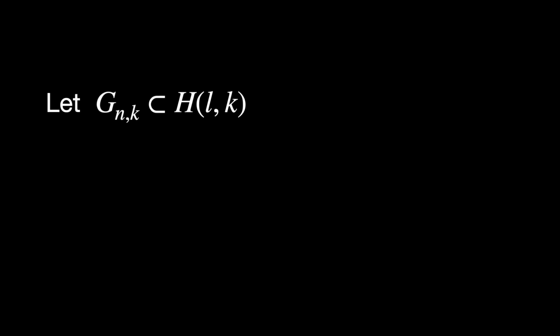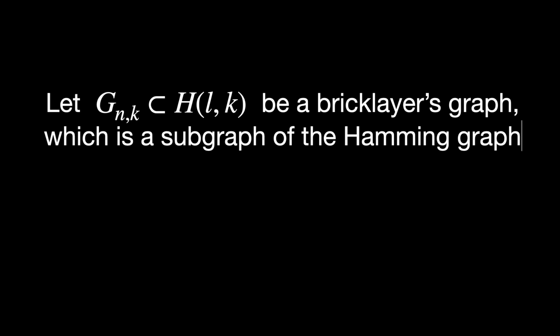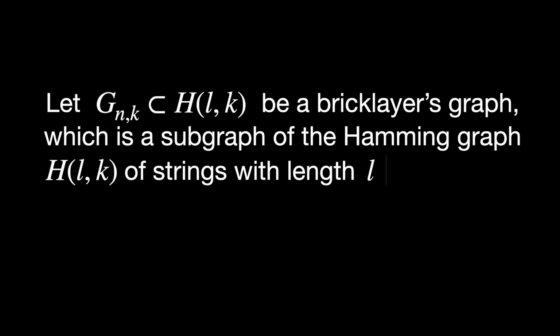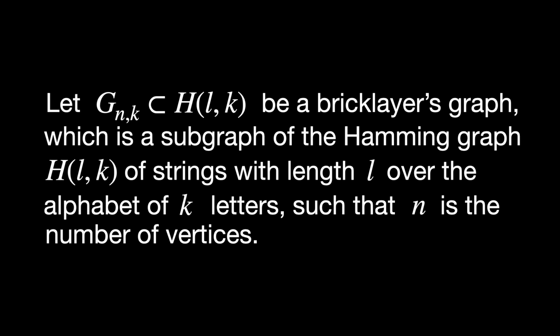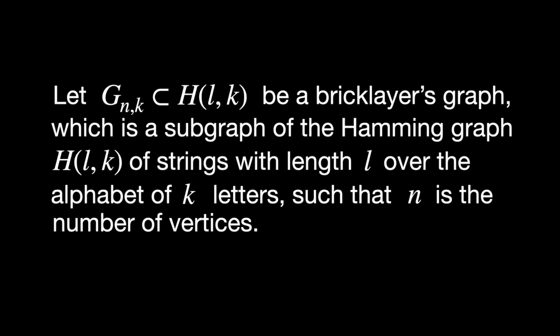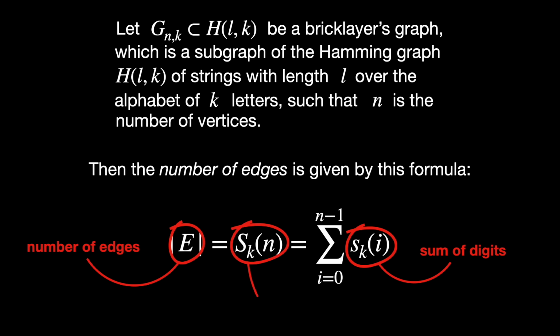There's a theorem that says, let G be a bricklayer's graph, which is a subgraph of the Hamming graph H(L,K), of strings with length L over the alphabet of K letters, such that N is its number of vertices. Then the number of edges is given by this formula, where this is the sum of digits of the base K representation of the number i, and this one is the cumulative sum of all those digit sums. Okay, there's a lot of information packed here.